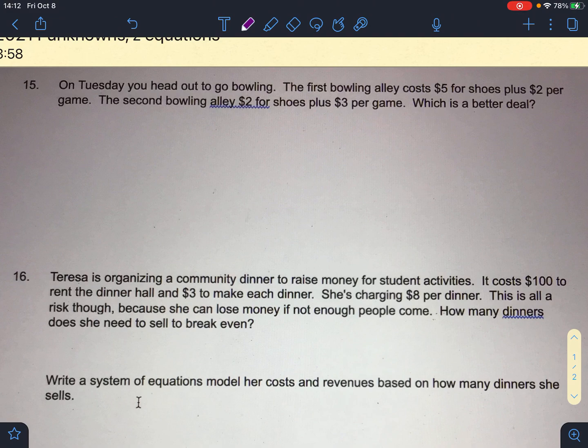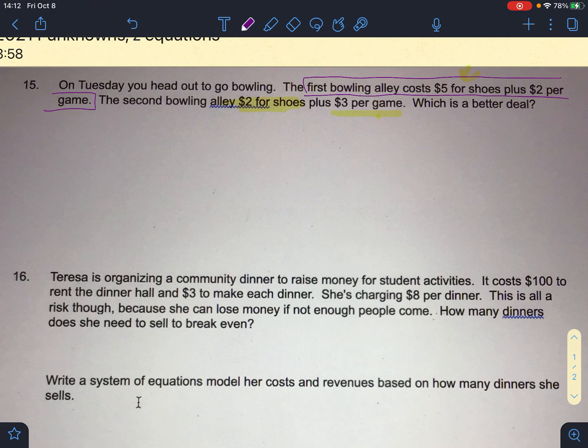If we go out bowling, this first bowling alley has these charges. That's how they charge their customers. The second bowling alley is going to charge less for shoes, notice, $2 for shoes compared to $5 for shoes up here. But it's going to cost more per game, $3 per game compared to $2 per game at the first alley. So at some point, they must cost the same.